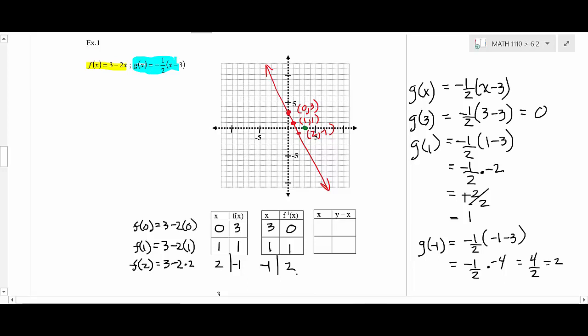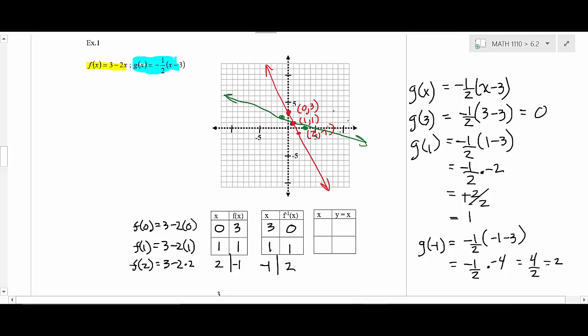Okay, so here's what I'm wanting you to see on here. These things are flipped, right? 0, 3, 3, 0. 2, negative 1, negative 1, 2. These things are going to be inverses of each other. So let's go ahead and finish plotting these 3 points. We have 3, 0, we have 1, 1, and then we also have negative 1, 2. So if you move over like that, then you want to go like this.